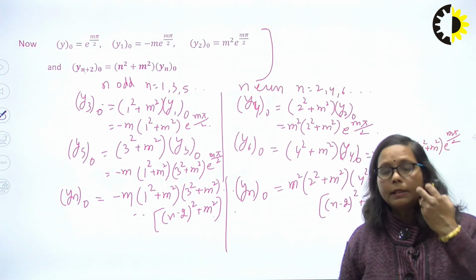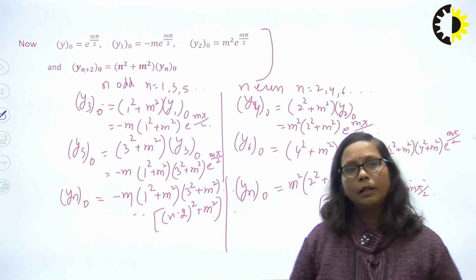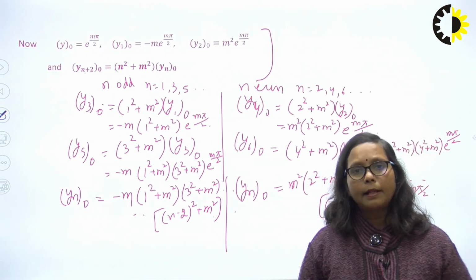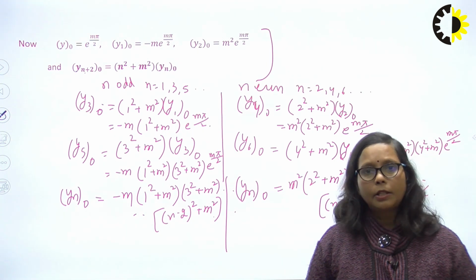So this is the application of Leibniz theorem and how to get the value of the nth derivative at x equal to 0. And that's all for today's lecture.